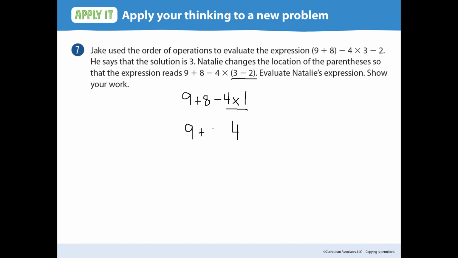9 plus 8 minus 4. All right, and we have add and subtract. Add and subtract go together. It just depends on which one you see first in the problem. So 9 plus 8 is the one that we see first. We're going to solve that to get 17 minus 4. And 17 minus 4 equals 13.